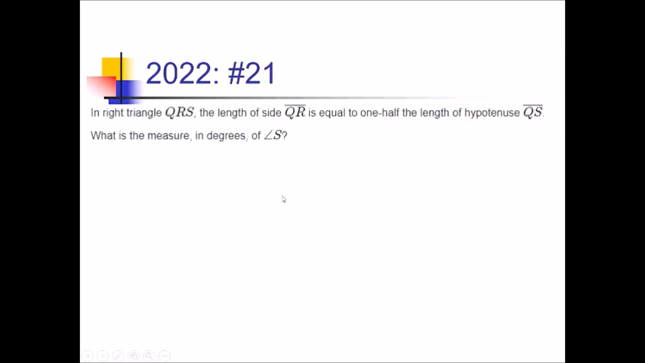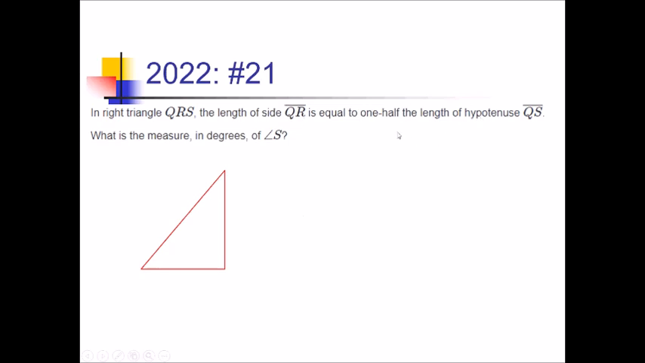This problem was kind of tricky. For one thing, they didn't give you a diagram, they just described it, so you had to kind of figure out what they were talking about. We've got a right triangle. Let's start by drawing one of those, QRS, and we don't know which sides are which right off the bat, so we have to read a little bit more here.